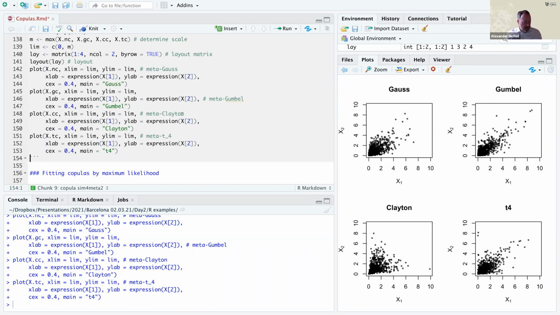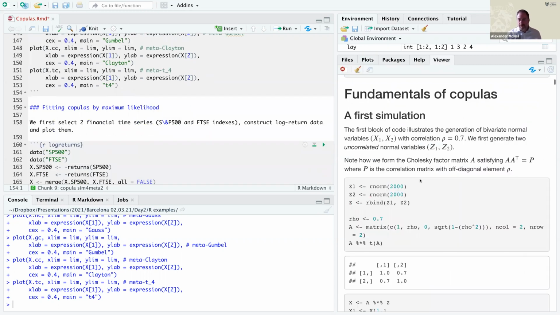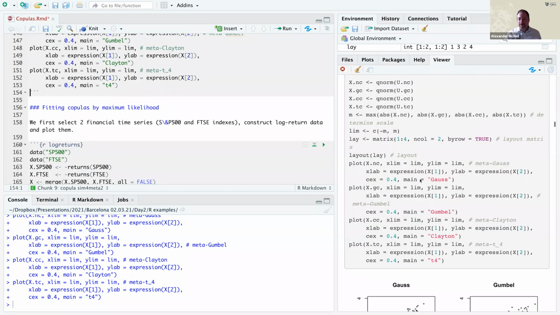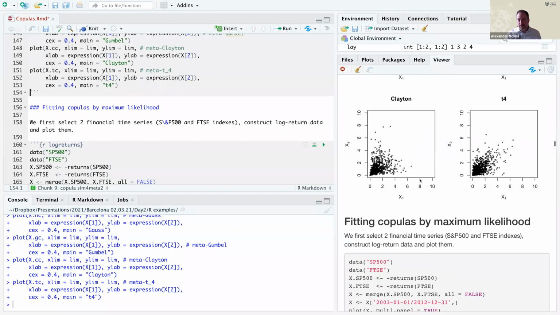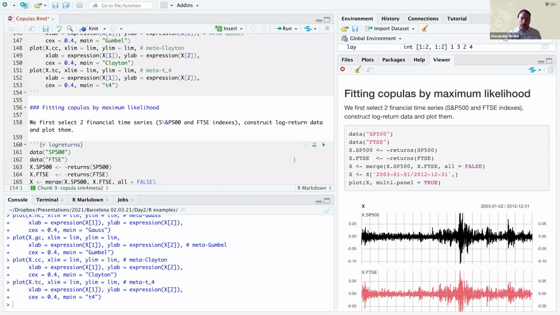So that's generation. What about estimation? So where have I got to? We have looked at the generation. So we've looked at the normal margins, and then we've done one with exponential margins. We're now going to fit the copulas by maximum likelihood. So I'm going to reconstruct these pictures.